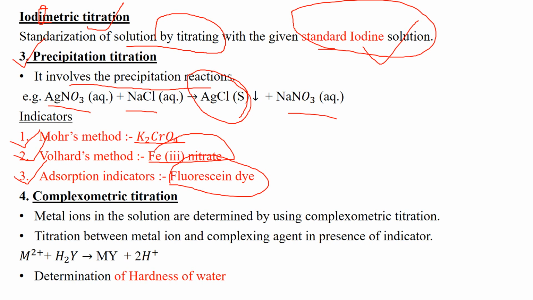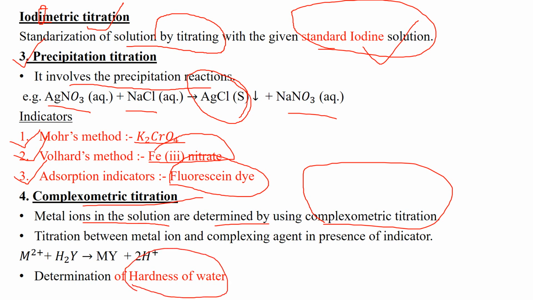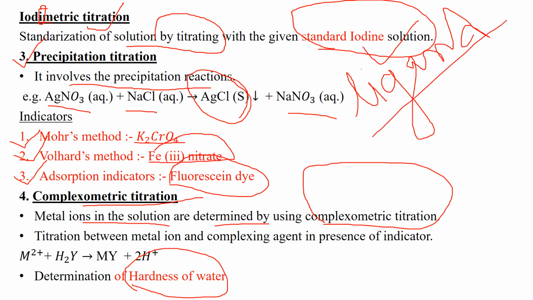It is very simple. In case of complexometric titration, metal ions in the solution are determined by using complexometric titration. It is used in the determination of hardness of water, right? Complexometric titration. And here is the ligand concept, based on coordination chemistry. So ligand means complexing agent, right? In this case, EDTA, ethylene diamine tetraacetic acid. EDTA is one type of hexadentate ligand, and this hexadentate ligand, EDTA, is titrated with the metal ion to get the metal ion and EDTA complex, right?